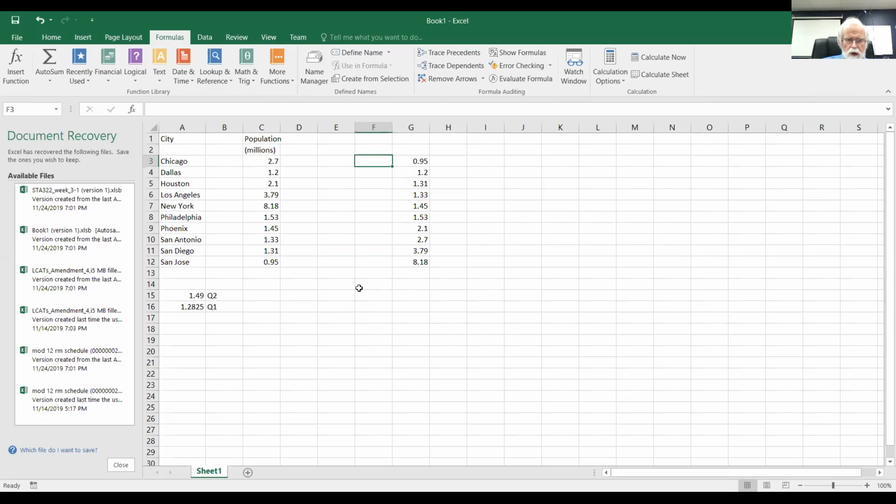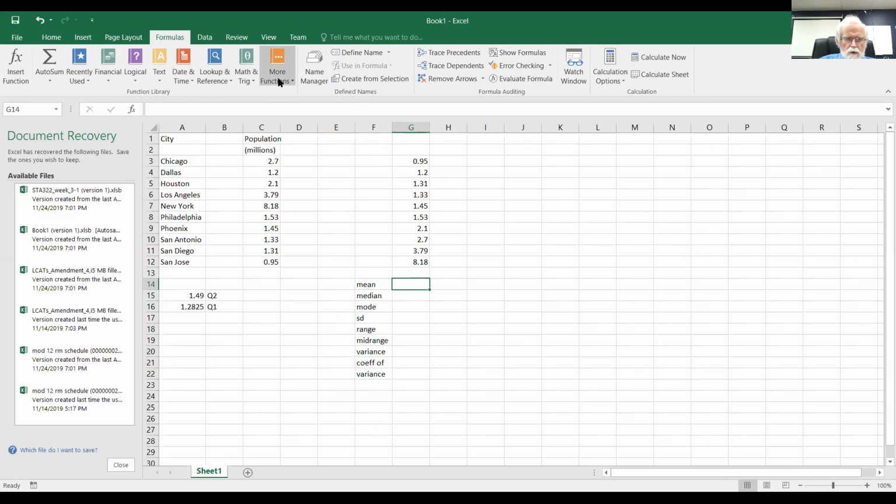So what I want to do is have a column here, and it's going to be mean, median, mode, standard deviation, range, mid-range, variance, and coefficient of variation.